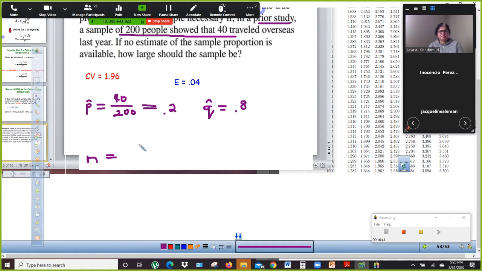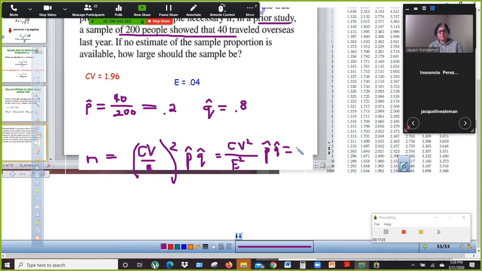And you can do it either way. So I think the book does it like this: critical value over E, squared, times p-hat, q-hat. So some of you guys did it this way. You also could have done critical value squared over E squared. These are the exact same thing, it's just rearranged slightly different, times p-hat, q-hat. And you can do either one of those. Either way you'll get the same answer.